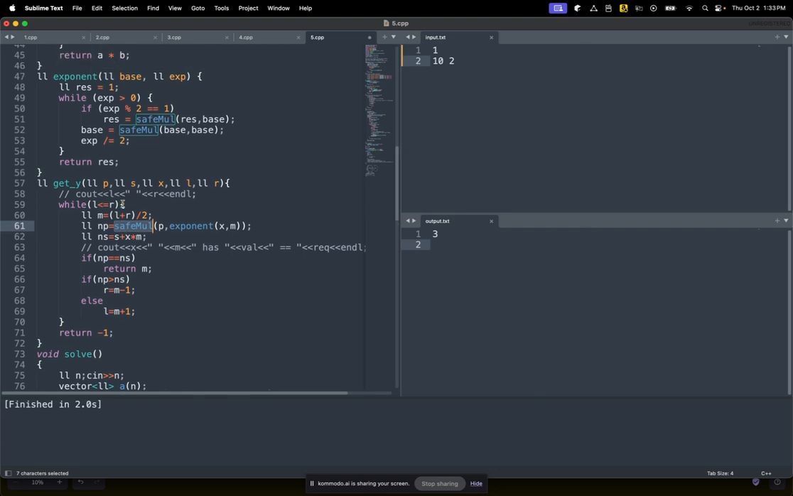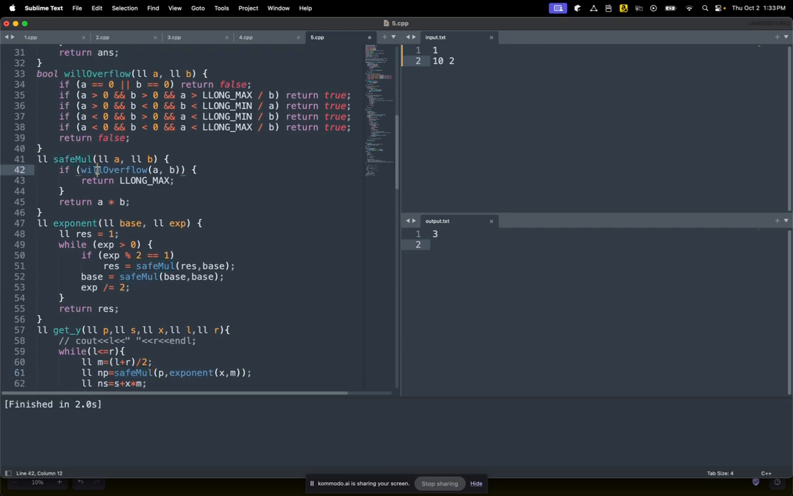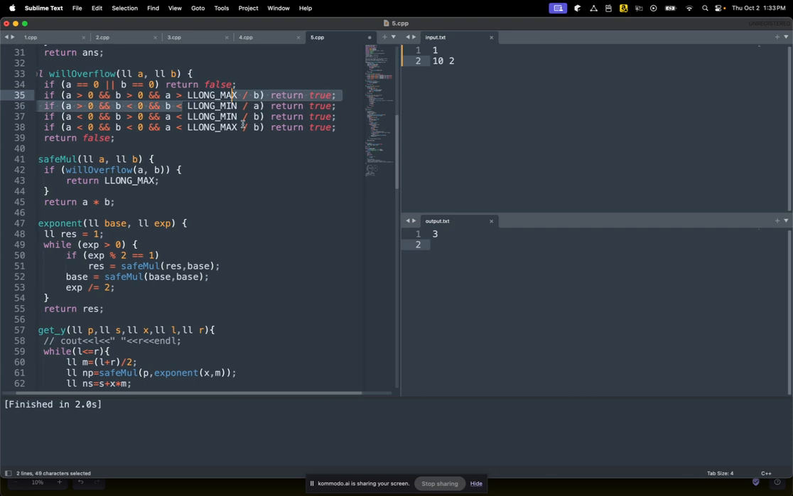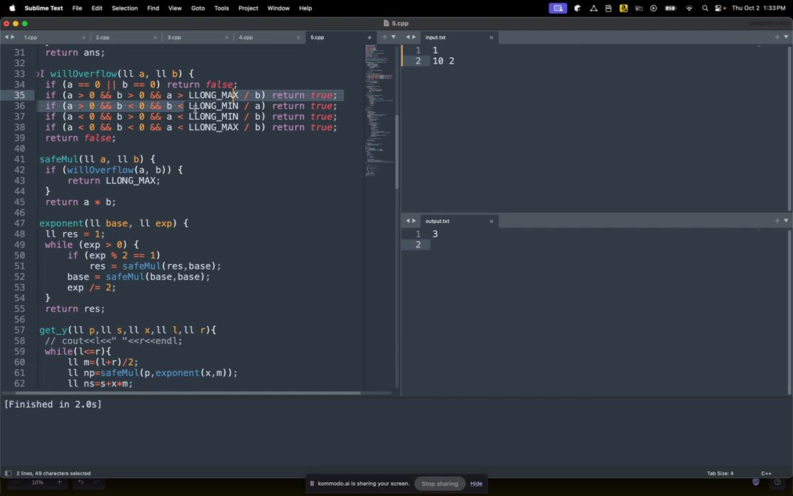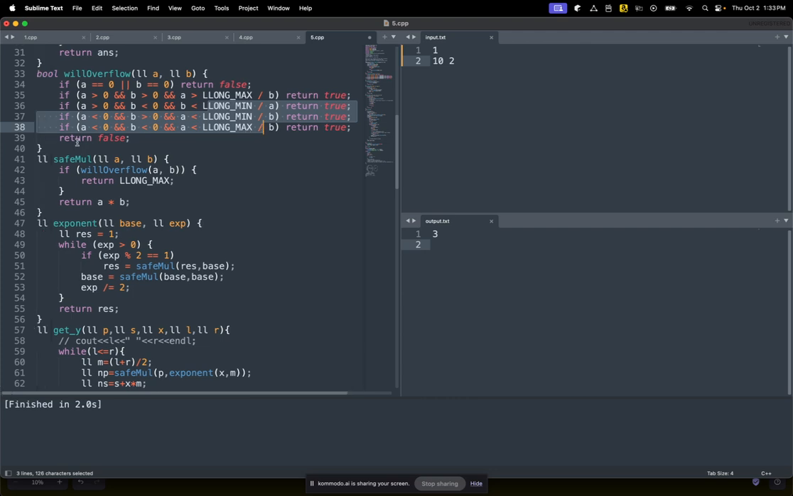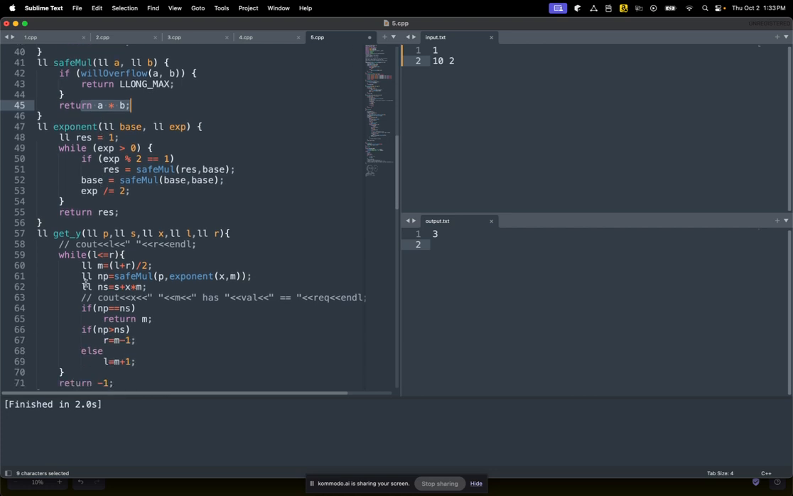What the safe multiplication does here is check if this multiplication will overflow. How it does that: you can see here, I wrote this using AI, I won't lie. So yeah, that's fine. A into B should be less than long max. If it is not true, I just return true. And then if it will overflow, I return long max, else I do the actual multiplication. So that's what we do.